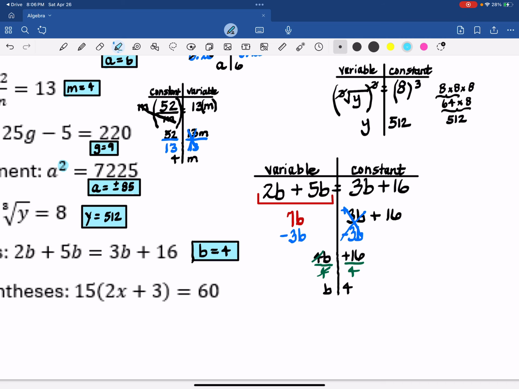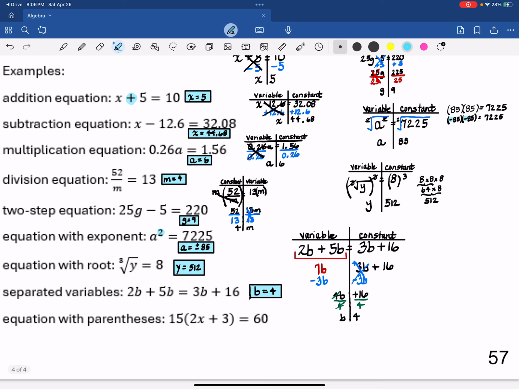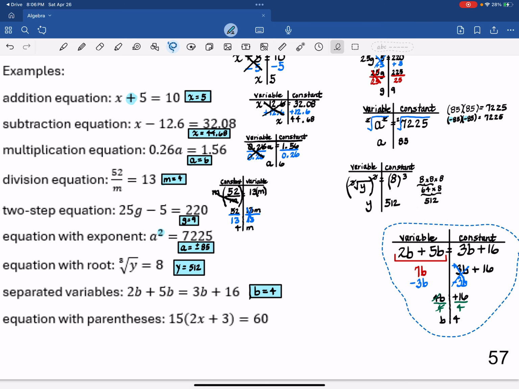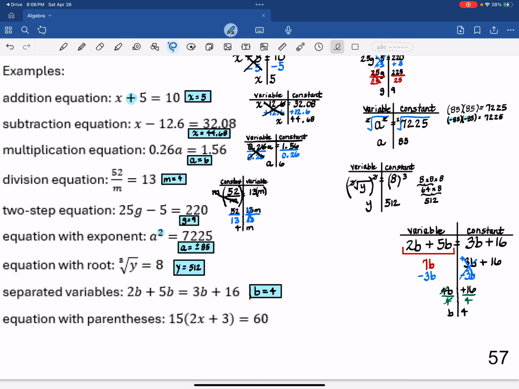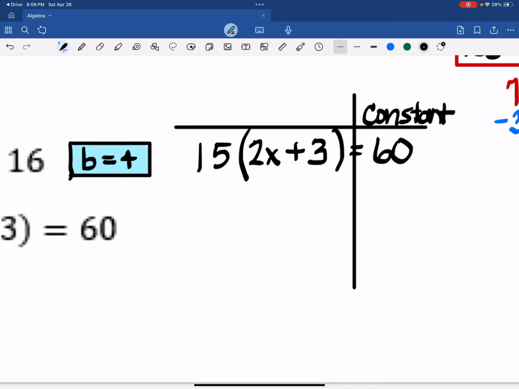And then we have one left, and it will involve distribution. So I'm going to move this one over and do distribution right here. So we have 15 times (2x plus 3) in parentheses, and that is 60. So I can tell you where the constant is. And we're going to have to use some distribution to simplify this.